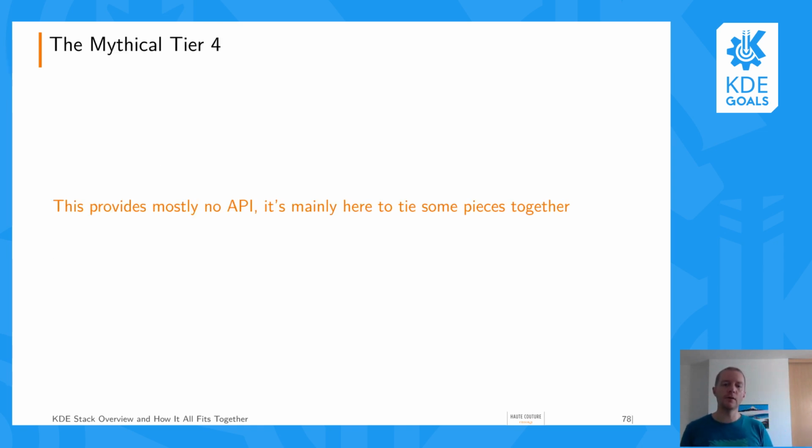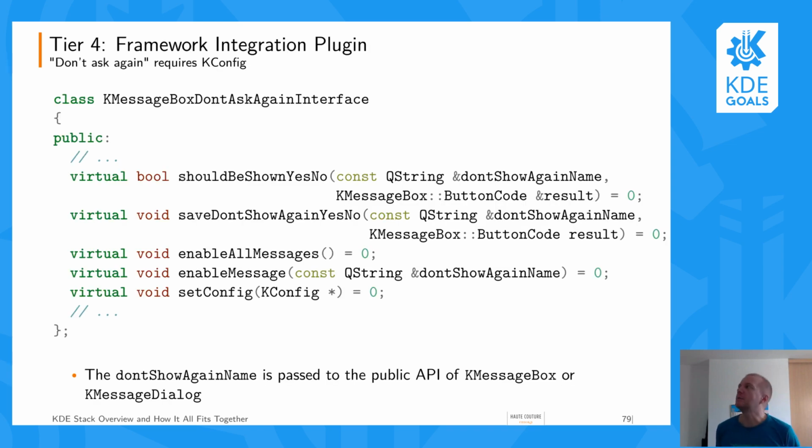Now for tier 4, this one provides mostly no API. It's mainly here to tie the pieces together. So remember, I went quickly over it, but I mentioned that we had KMessageBox, which has the don't ask again feature, but it's tier 1. And also in tier 1, we have KConfig. So one thing would be, well, if that's tier 1, it cannot depend on KConfig to provide the feature. No, it can't, because both of them are tier 1, but we're cheating somewhat.